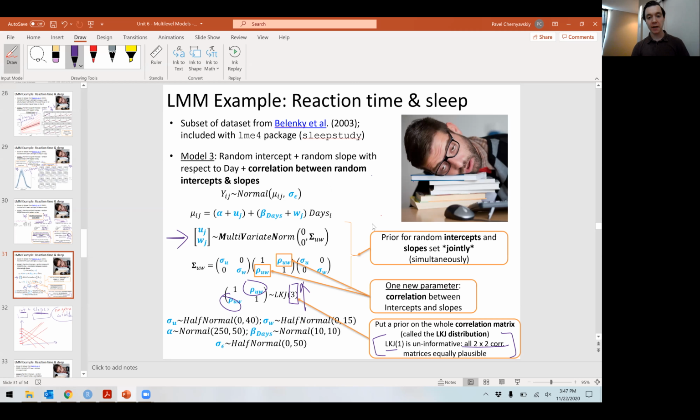If I had another variable here, like age, for example, maybe people who are younger can deal with lack of sleep easier than people who are older, or vice versa, then I would have a third term here, and my sigma would then be 3 by 3. Okay. I have just 2 though.